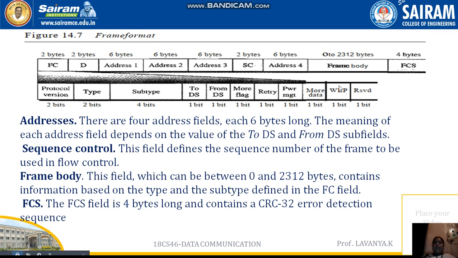But our frame body will be larger compared to our other fields. Our frame body field can store 2312 bytes of information in that particular field. So these are all the 9 fields.